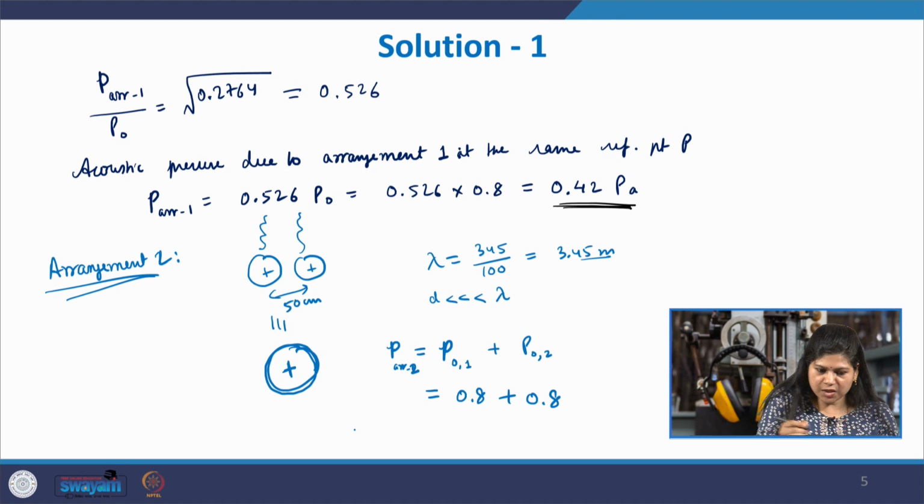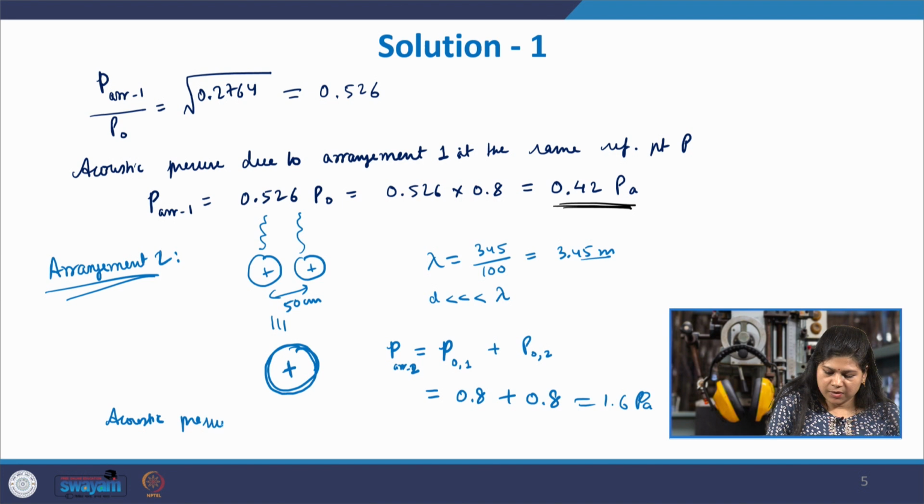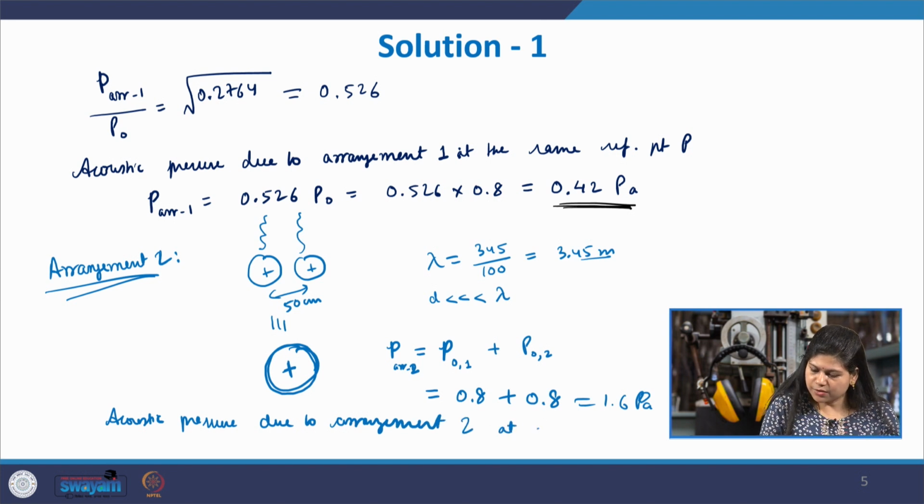So, the acoustic pressure which is asked, due to arrangement 2 at point P, is 1.6 pascals, just double of what would be there.